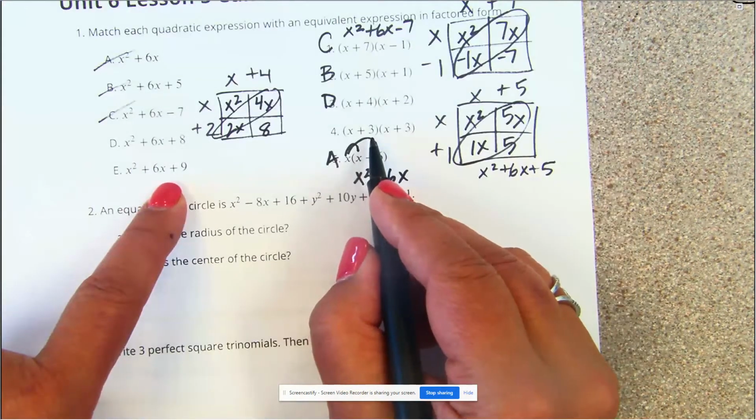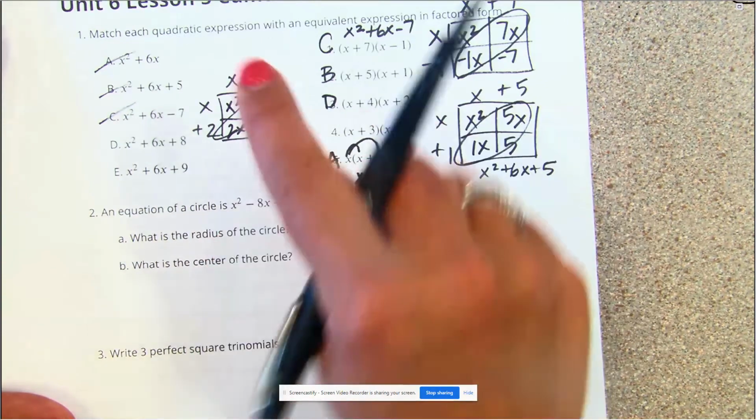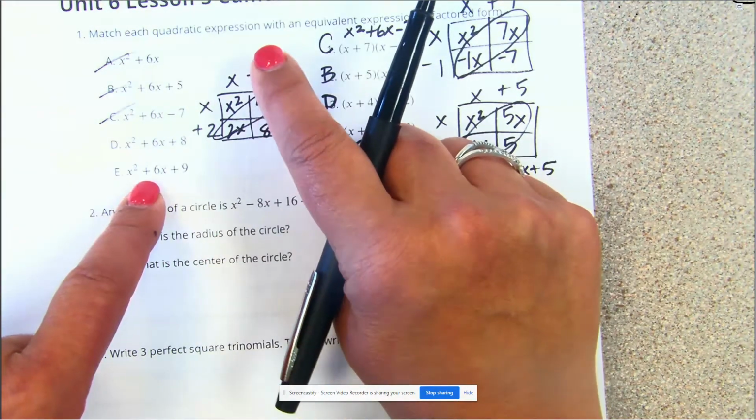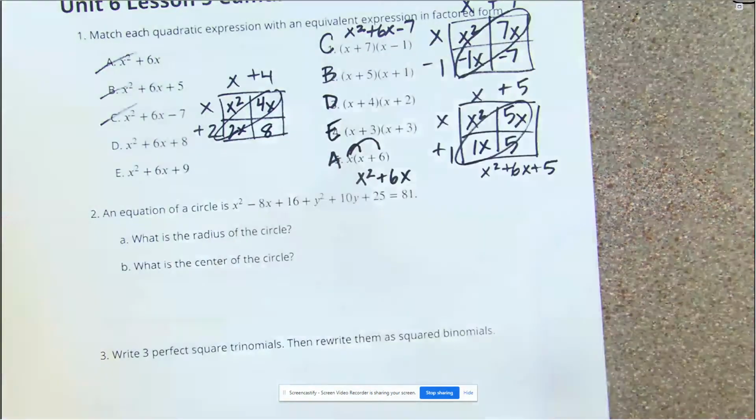And this one, hopefully, we don't need to do the box, right? Imagine if you had a 3 and a 3 here. It'd be 3x and 3x, which makes 6x, and 3 times 3 makes the 9. This is your letter E.